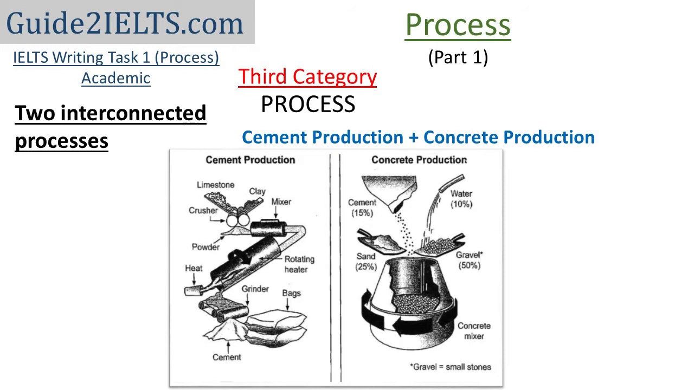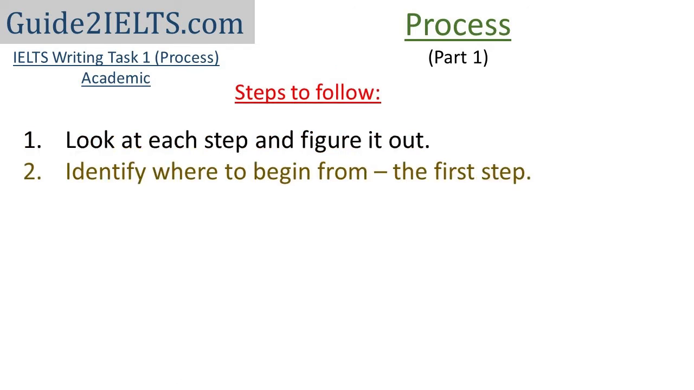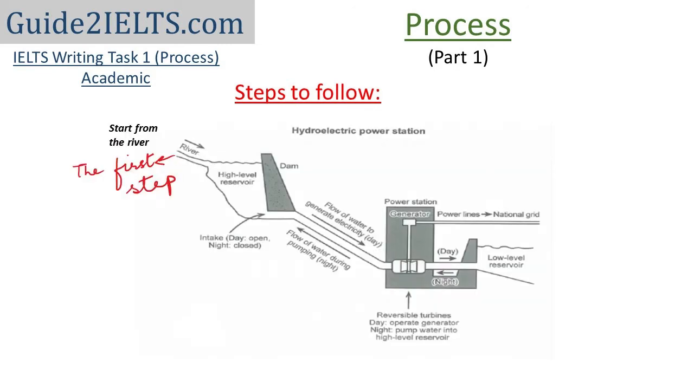Now we'll talk about the steps that you need to follow when you get a process question in Writing Task 1 of IELTS Academic. First, look at each step, figure it out, understand it. Second, identify what the first step is. The steps are usually numbered, so you know where to start. If they are not numbered, it is usually very obvious where you need to start from. For example, in this process of hydroelectric power station, you'd obviously start from the top, that is the river. In any case, identify where you're going to start from.